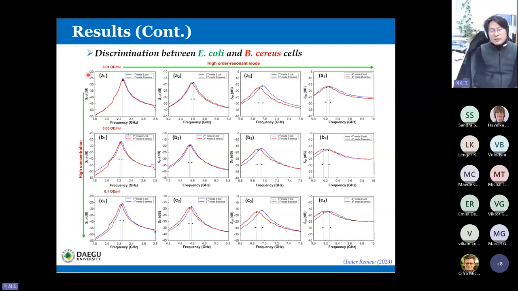This slide is very important in this work, because this result represents discrimination between E. coli and Bacillus bacterium cells. This green arrow direction indicates a higher order resonant mode: first, second, third, and fourth mode. And this arrow direction indicates a higher concentration: 0.01, 0.05, and 0.1.